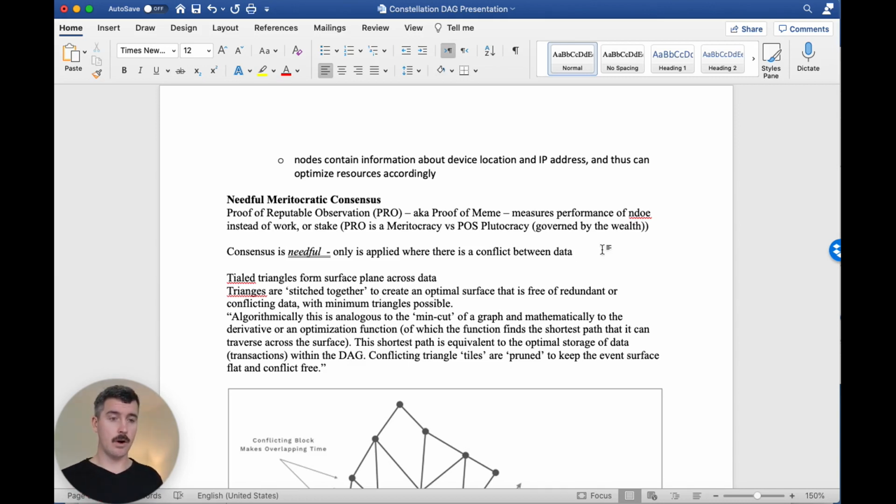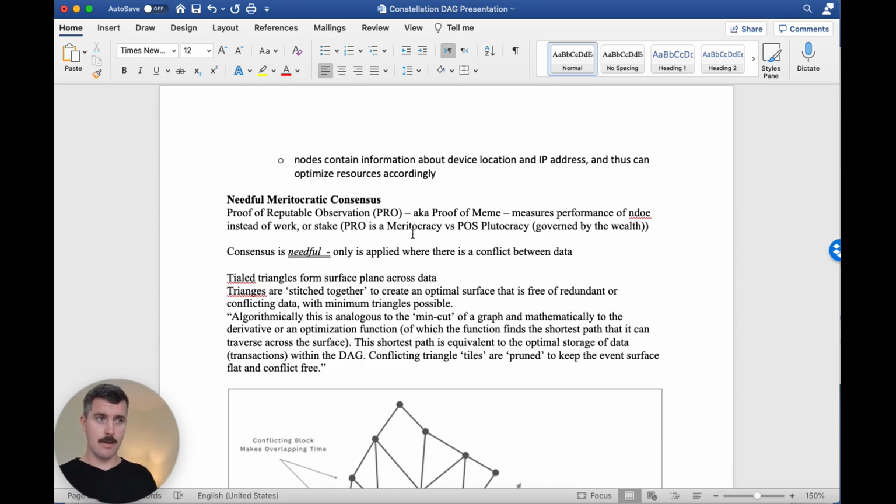And so also something to note here is that the nodes in the hypergraph can be sleepy, basically that they aren't always performing consensus. They're sort of activated when necessary, and obviously that's optimal. You're not constantly running nodes and eating up energy and computational resources. The other thing to note about their consensus is that they use proof of reputable observation. They also call this proof of mean. And basically what this does is it assigns a reputation to the nodes based upon their performance.